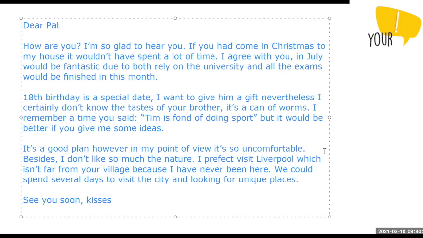It's a good plan. However, in my point of view, it's so uncomfortable. Besides, I don't like so much the nature. I prefer visit Liverpool, which isn't far from your village, because I have never been here. We could spend several days to visit the city and looking for unique places. See you soon.